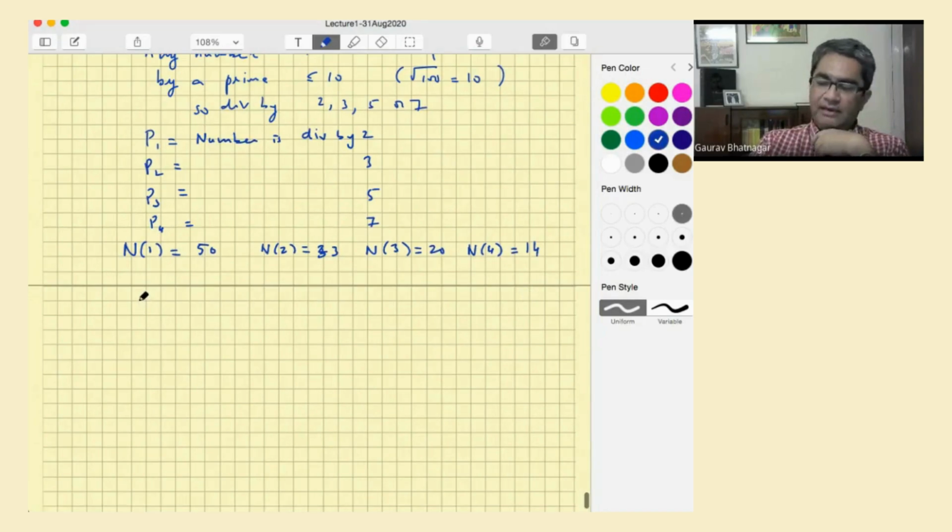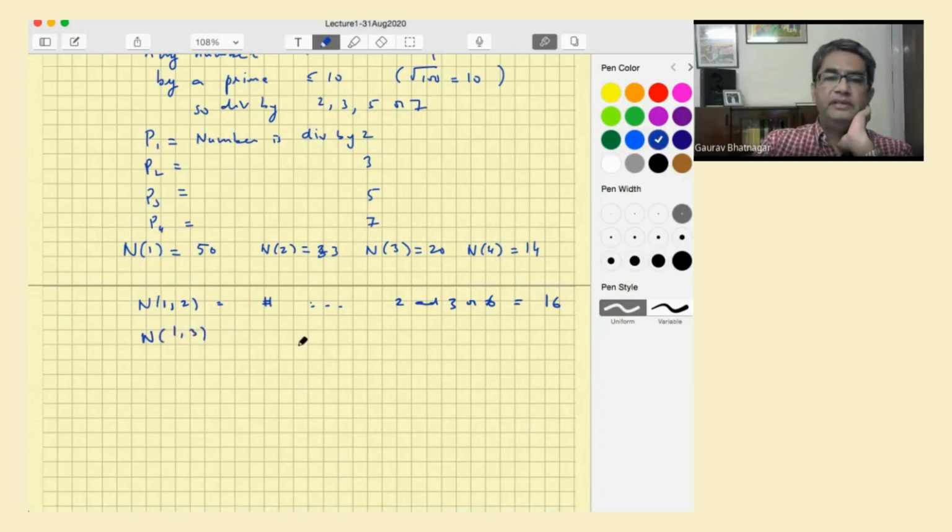Okay, so let's do N12. These are numbers divisible by 2 and 3, or divisible by 6. So how many are there? 100 divided by 6. Similarly, N13 is the number divisible by 2 and 5, so that's 10. And N14 is the number divisible by 14. That's 7.